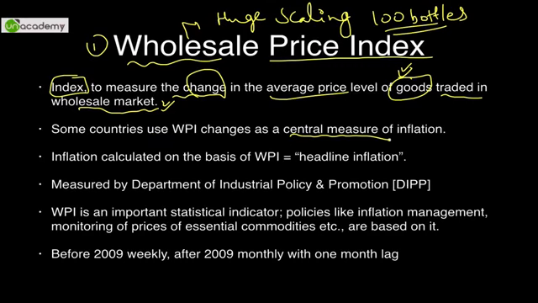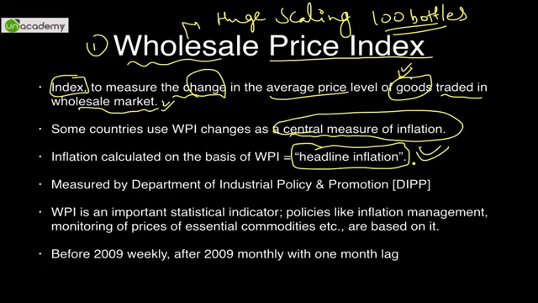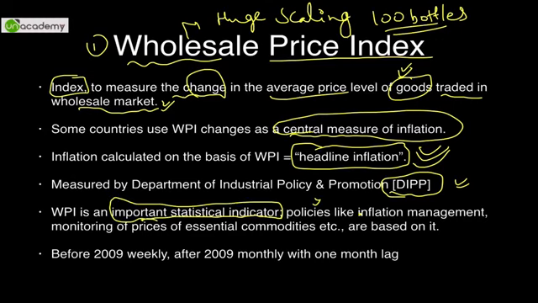It can be used as a central measure of inflation in certain countries, but this is the key point: inflation based on WPI is called headline inflation. Please remember, it can be asked in the examination. Headline inflation is WPI calculated inflation. It is measured by DIPP, that is the Department of Industrial Policy and Promotion. Please remember, this is one of the most common questions asked, and it is a very important statistical indicator. Why? Because government policies like inflation management, monitoring of prices of essential commodities, and lots of government policies are completely dependent on the WPI indicator.